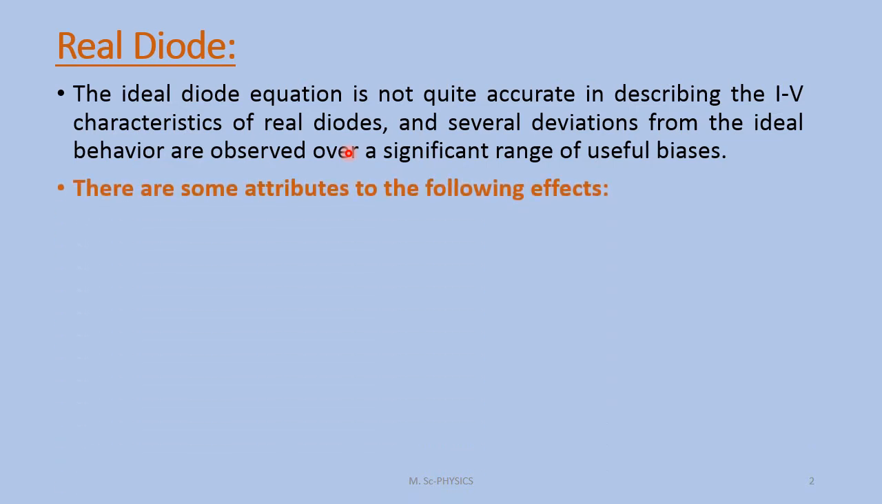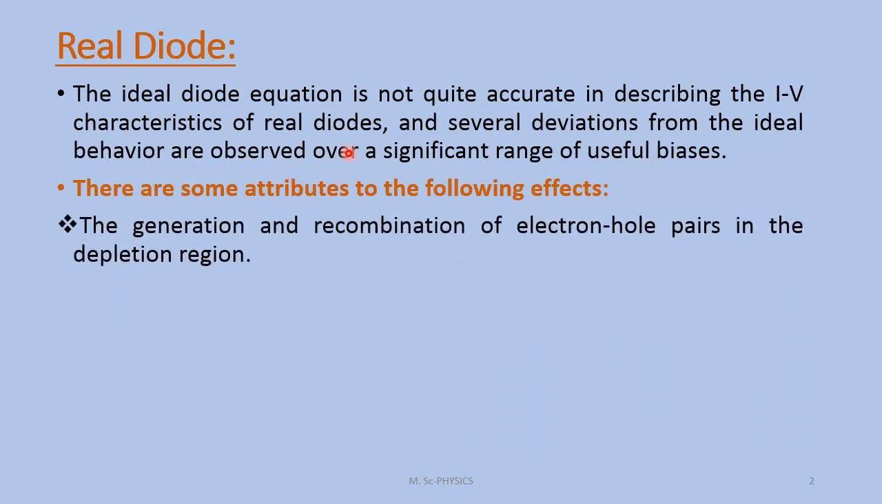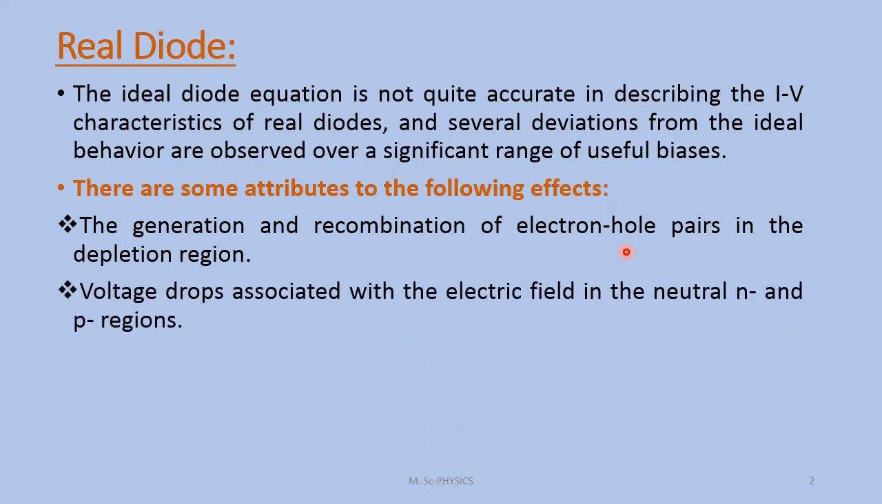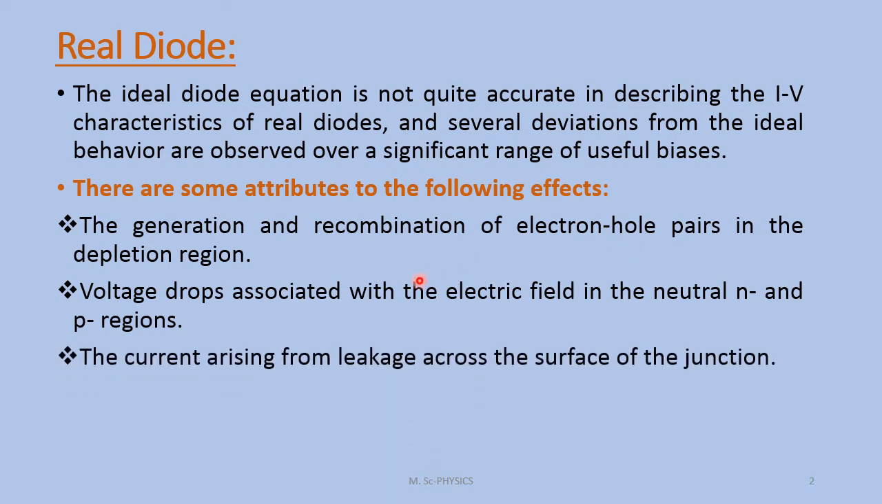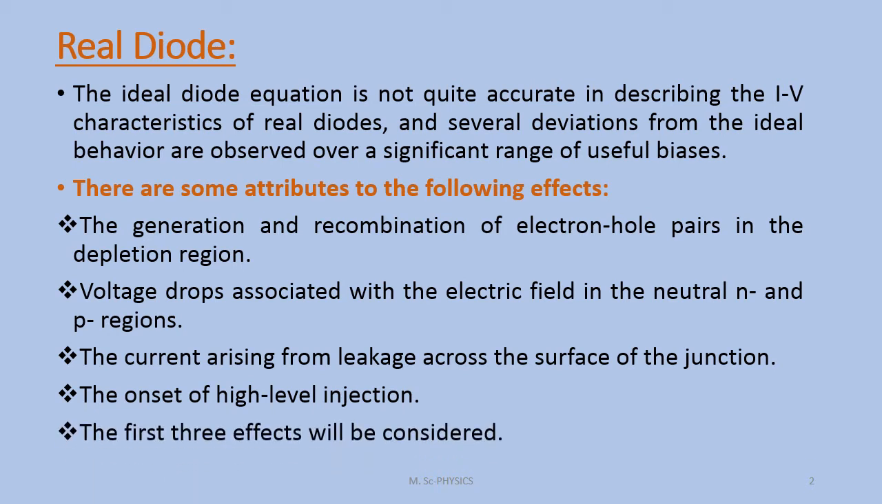There are some attributes to the following effects of a real diode. First, the generation and recombination of electron hole pairs in the depletion region. Second, voltage drops associated with the electric field in the neutral N and P regions. Third, the current arising from leakage across the surface of the junction. Fourth, the onset of high level injection. The first three effects will be considered in this real diode.